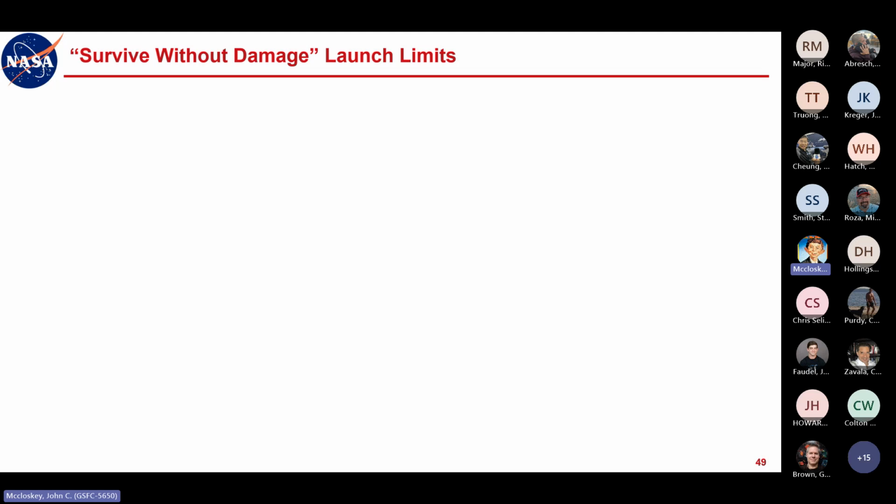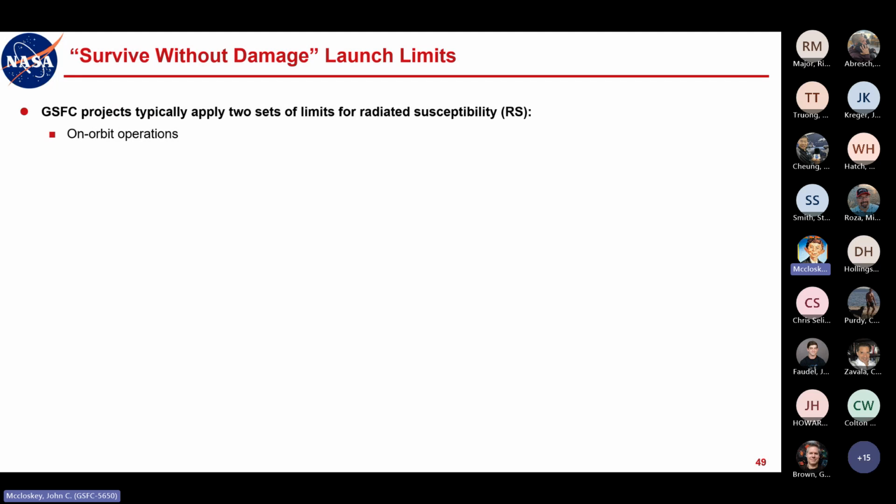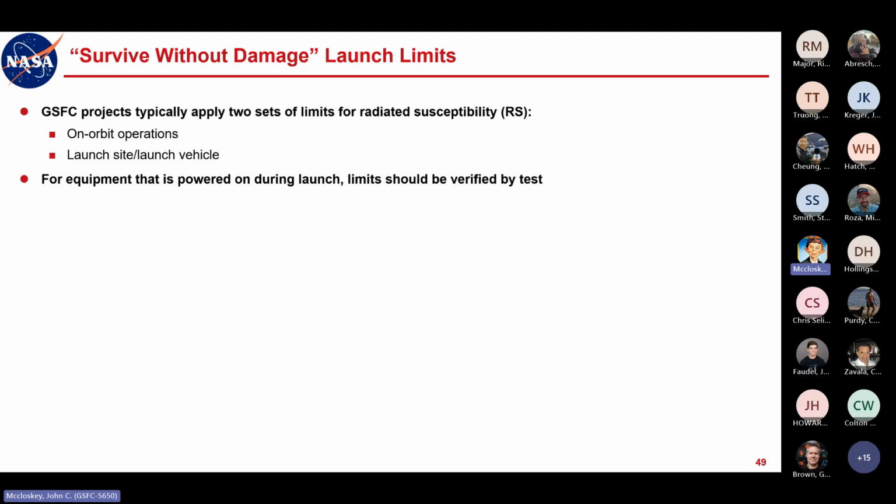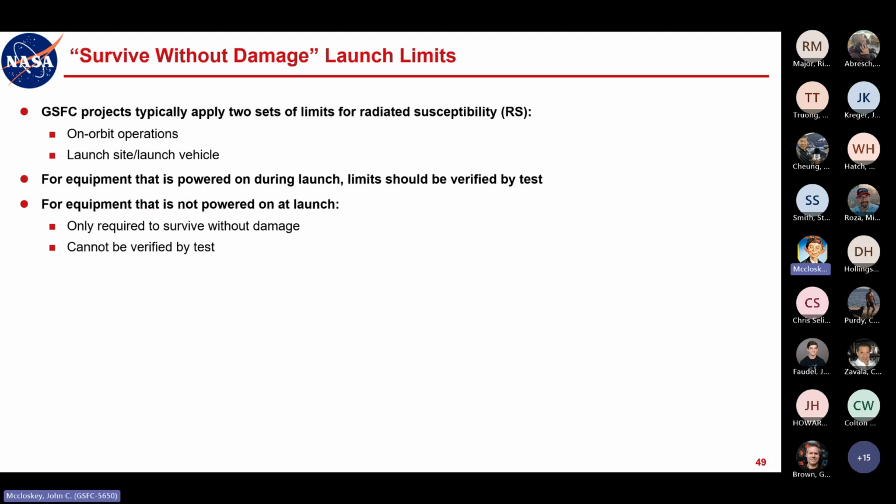So a few words about survive without damage launch limits. Goddard projects, and I think this is fairly typical of NASA projects in general, apply two sets of limits for radiated susceptibility. There's on-orbit operations, and then a separate set of limits for launch site and launch vehicle. For equipment that is powered on at launch, the limits must be verified by test. But for equipment that is not powered on at launch, the requirement is only to survive these levels without damage. So to my mind, this really cannot be verified by test.